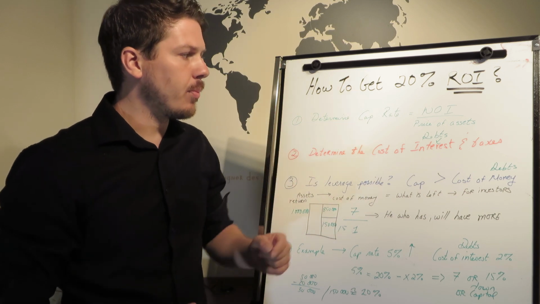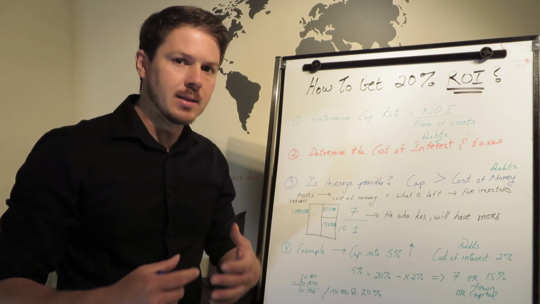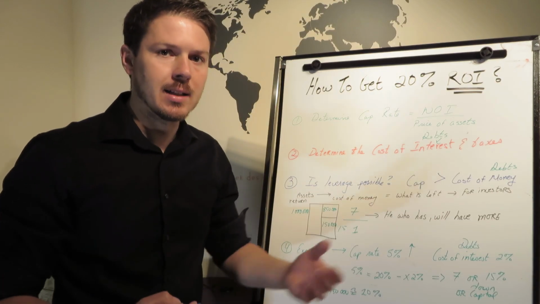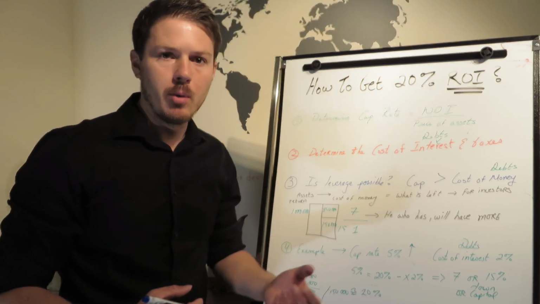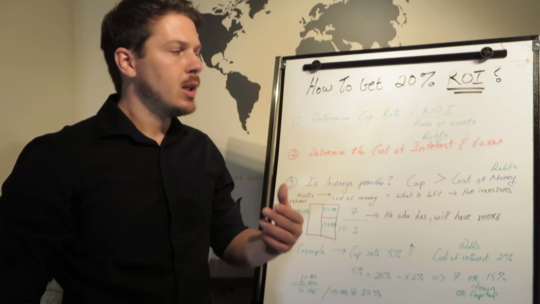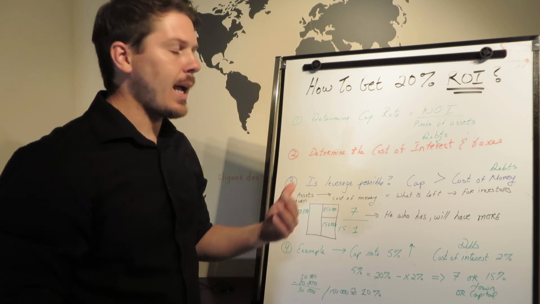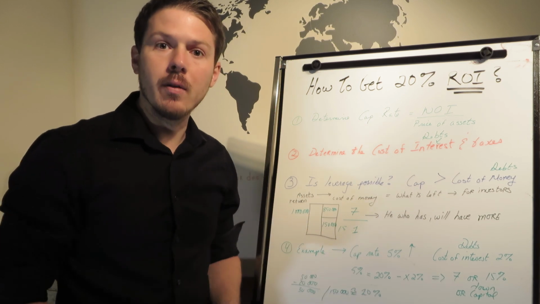So NOI on price of asset. What is the price that you're paying for this asset? And this will give you a yield on asset. It will give you a cap rate to determine if it's a 7%, 5%. So if you're getting $100,000 on $1 million, well, that is a yield or a cap rate of 10%, okay?